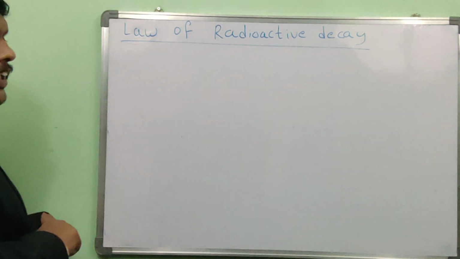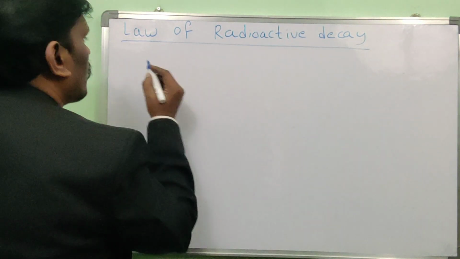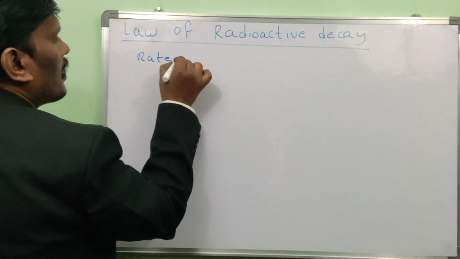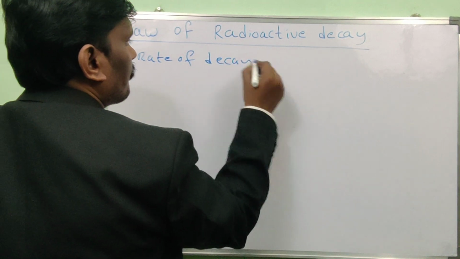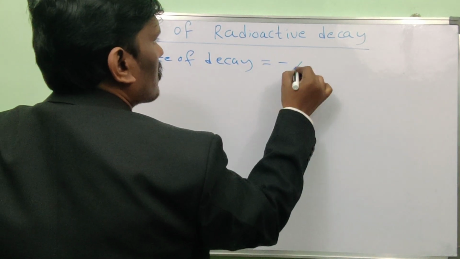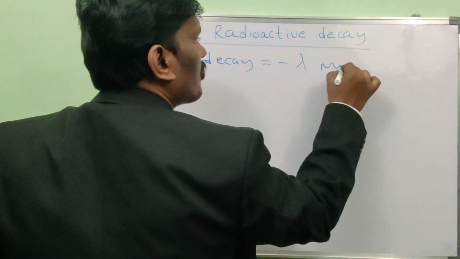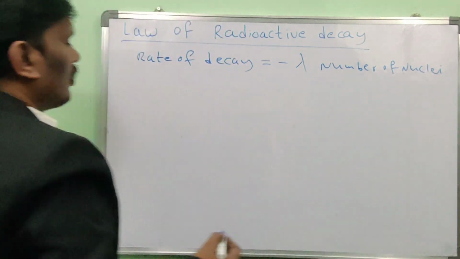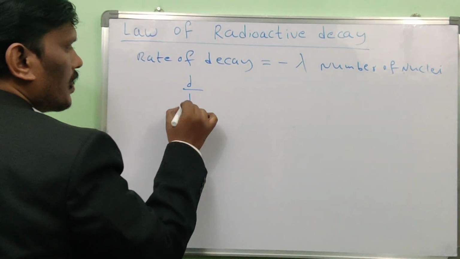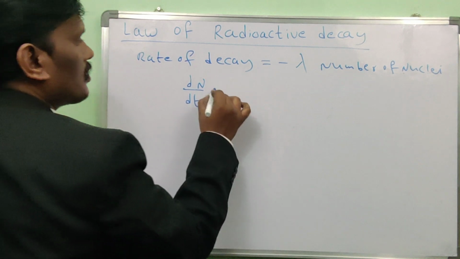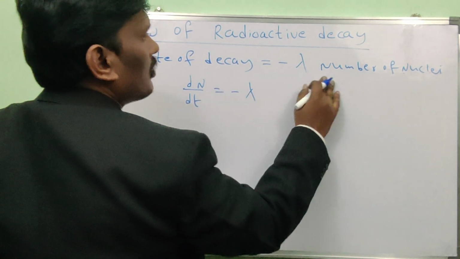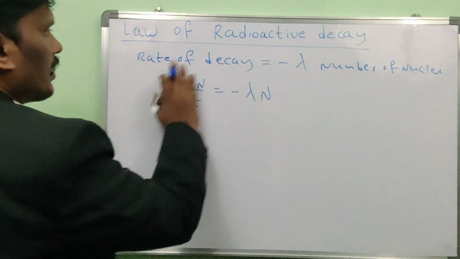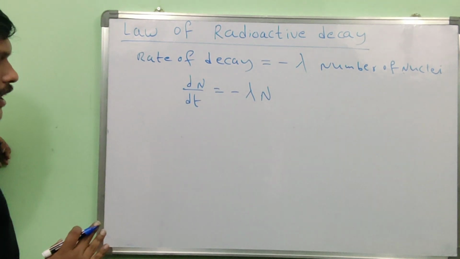The next one, law of radioactive decay. So what is the law of radioactive decay? Rate of decay is equal to minus lambda times number of nuclei. Rate of decay means derivative of N, which is equal to minus lambda into number of nuclei. This is radioactive decay.